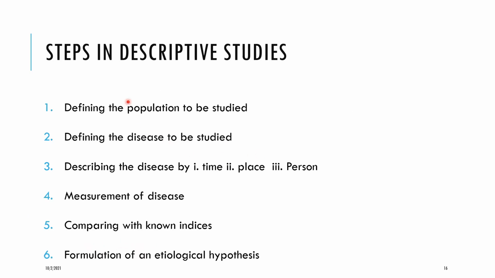Steps involved in descriptive studies are: one, defining the population to be studied, that is, who are the people, whether it's by age, by sex, by occupation, etc. Next is defining the disease to be studied, for example, dental caries, diabetes, hypertension, etc. Next is describing the disease by time, when.